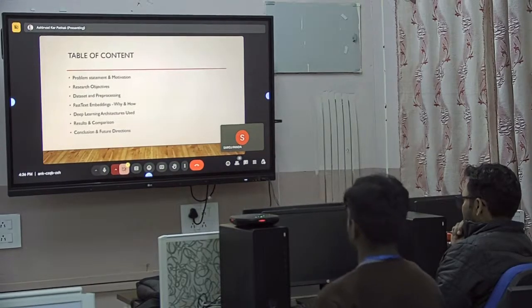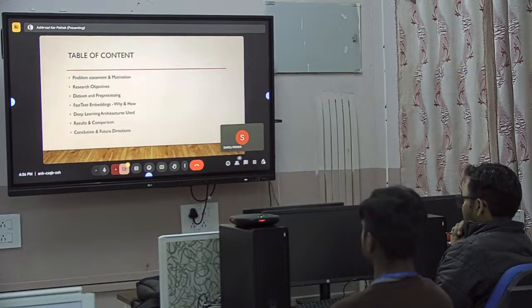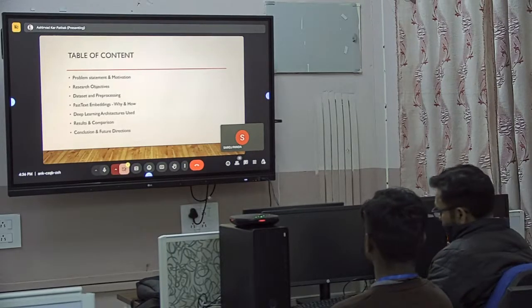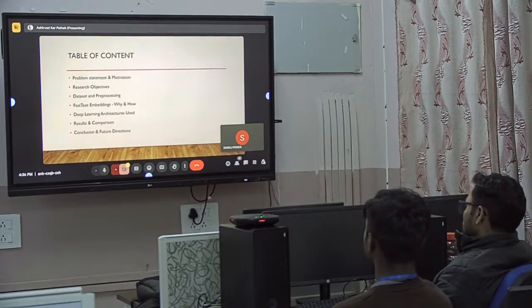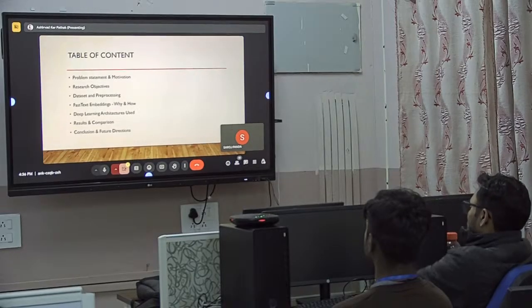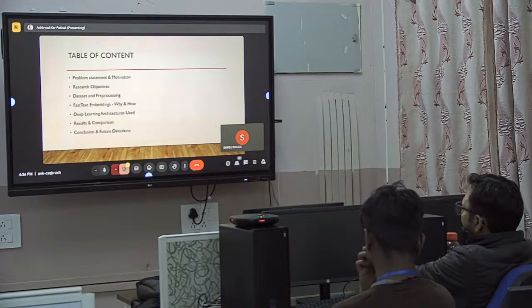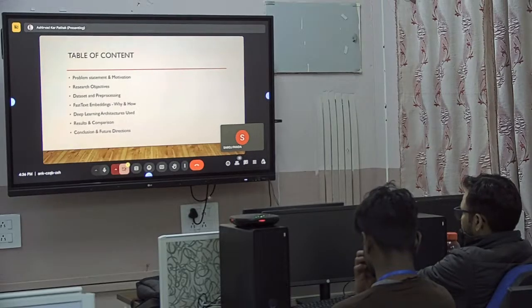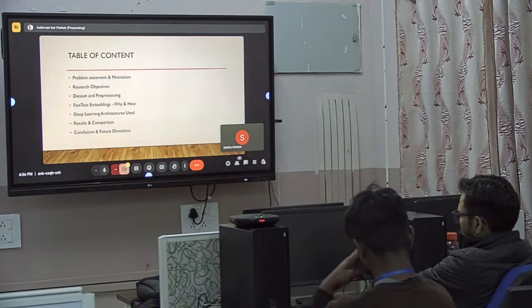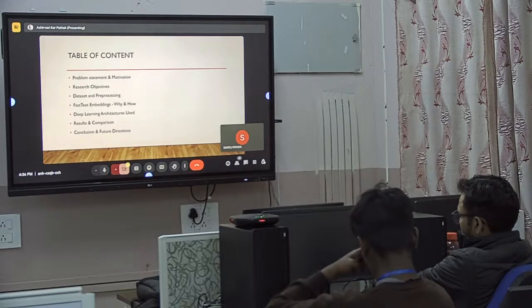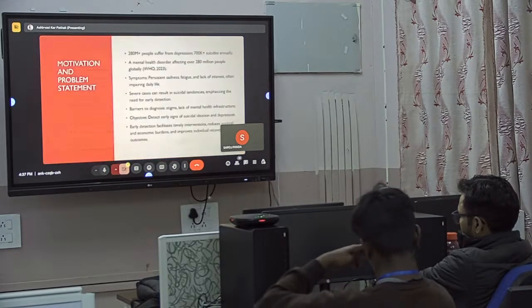So this is the table of contents. I will be explaining our problem statement and why we are doing this, then the research objective, then how we acquired our data set and how we pre-processed it, then the word embedding that we have used, which is FastText word embedding, and why we used it. Finally, the architecture that we have employed, which is deep learning architectures. Then I will discuss the results and compare with other models, and finally I will conclude and mention what future work could be done.